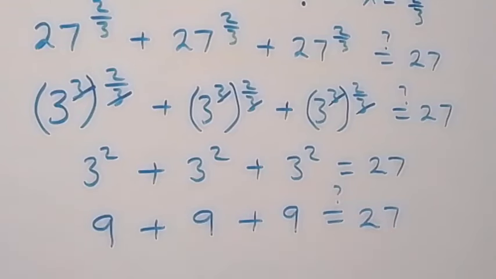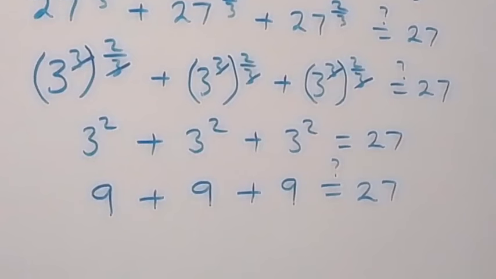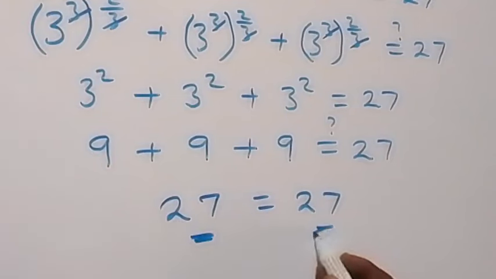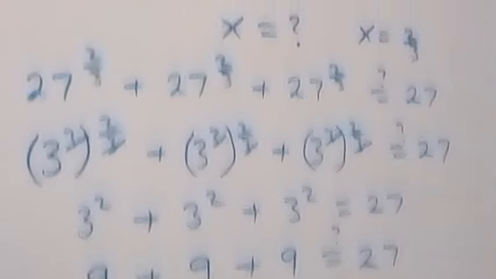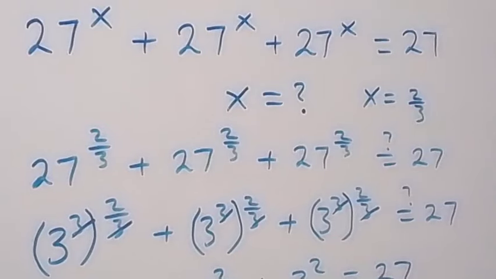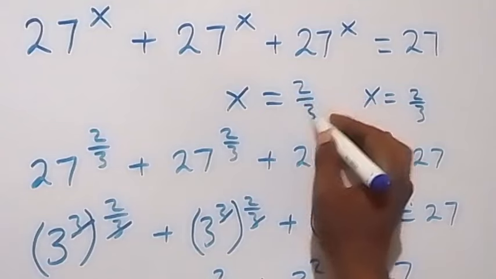When we sum, we have 9 plus 9 plus 9, and that gives us 27 on this side, which is also equal to 27 on the other side. Now the left hand side equals the right hand side. And we can conclude that x equals 2 over 3 satisfies the given problem. So the solution here is 2 over 3.